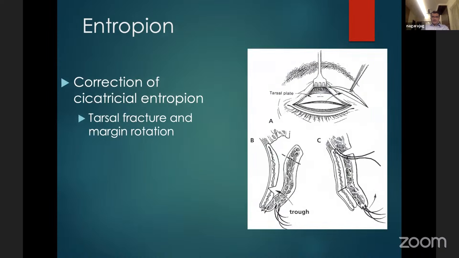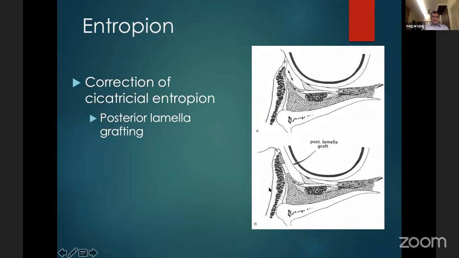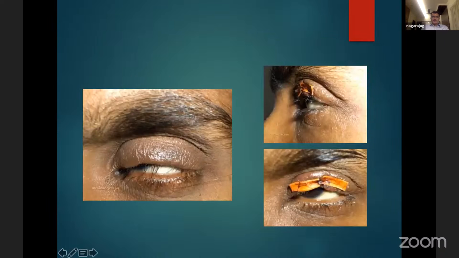And in severe cases, along with these, your tarsal wedge resection and anterior lamellar separation, and with a posterior mucous membrane graft, sometimes you might have to fracture the tarsal plate and try to do a marginal rotation also. And in severe cases, you have to do a posterior lamellar grafting with a mucous membrane or a conjunctiva.